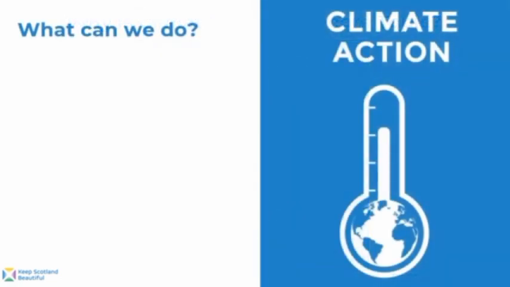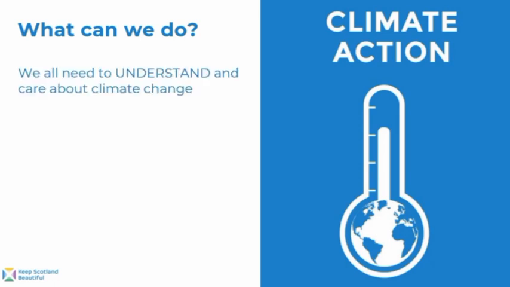So what can you do for your climate action topic? There are 3 main parts to climate action, and you can choose which ones you want to work on. As a first step, we all need to understand and care about climate change. You can use your environmental review to consider how much everyone in your school understands climate change and if this needs to be improved.